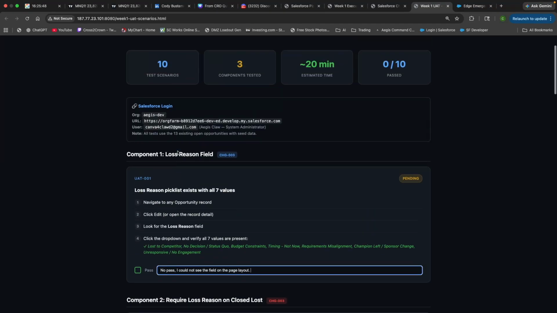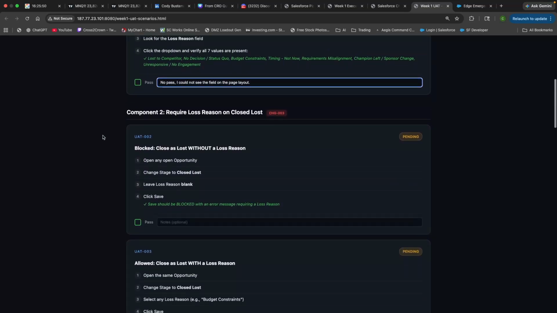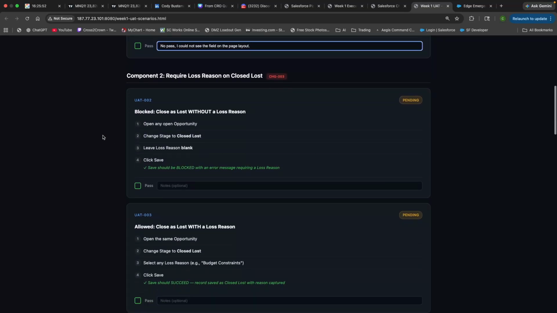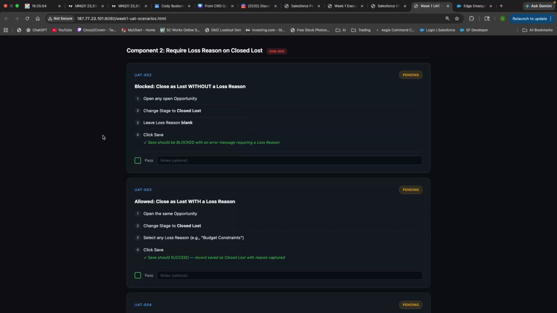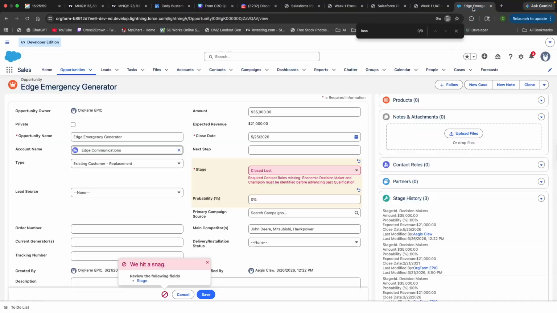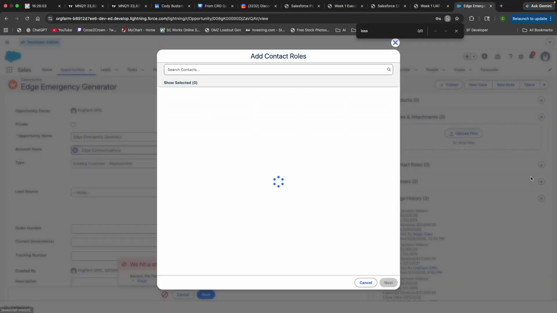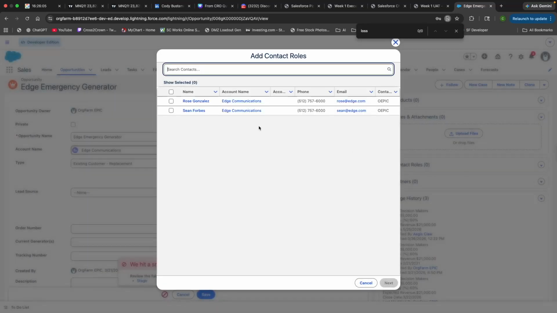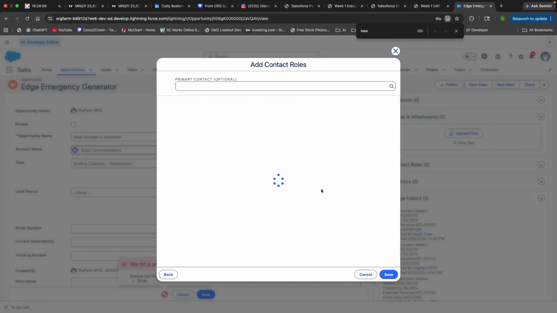Okay, I think what happened is we're already in week 2, which deployed the contact role rule. So it's not in this UAT. So I'm going to go ahead and add the contact, and then we'll test the close loss.